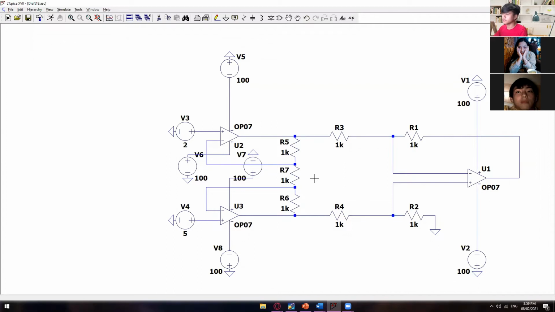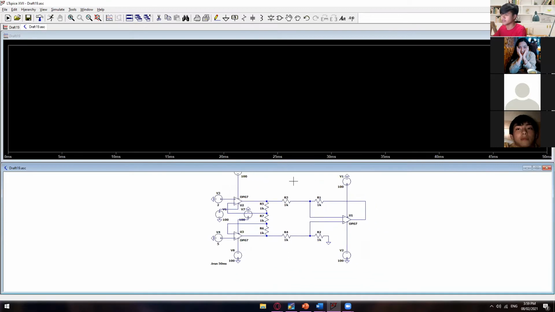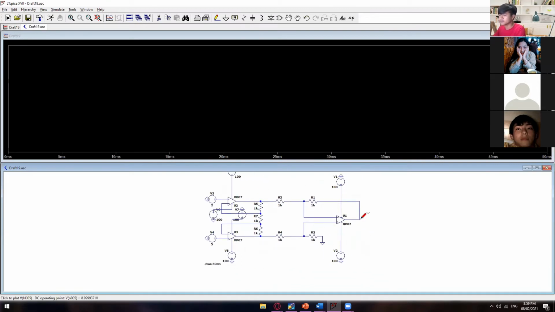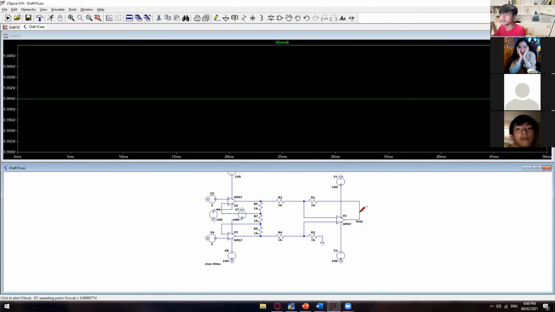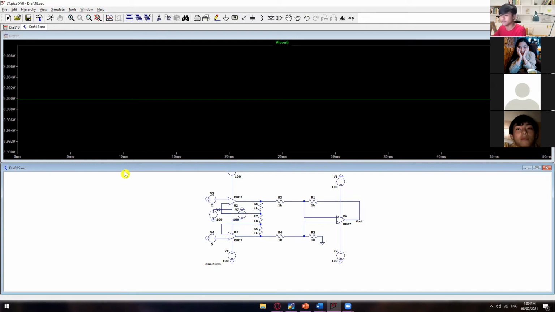All right, so what did you guys get? 9, sir. So we have the same answer, which is 9 volts. All right, so let's see whether this one is really correct or not. So we run this one for 50 milliseconds. Okay, so let me just include a label, V out, for this side. All right, so there you go. So we have 9 volts. Okay, so just double click this one, then you will see this 9 volts.